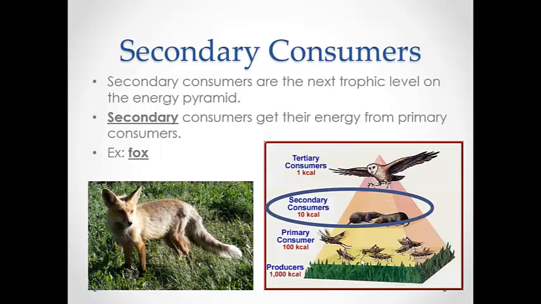Next are secondary consumers. Secondary consumers are the next trophic level, and they get their energy by eating primary consumers. An example would be like a fox. Foxes feed on rabbits and other small organisms that are primary consumers.